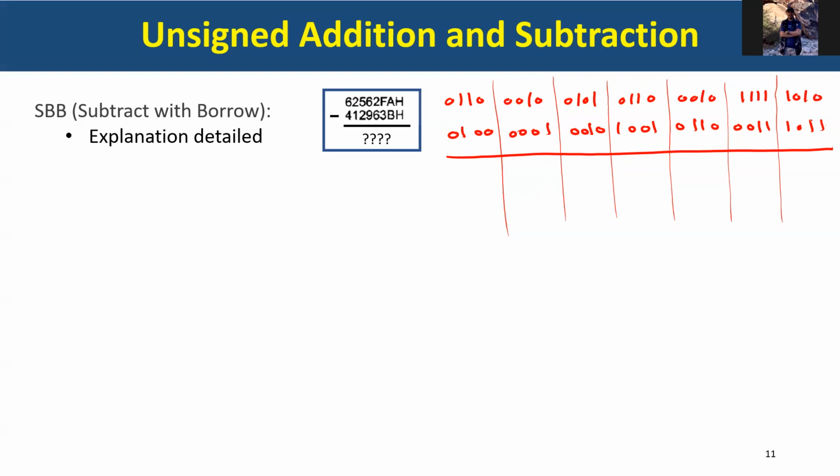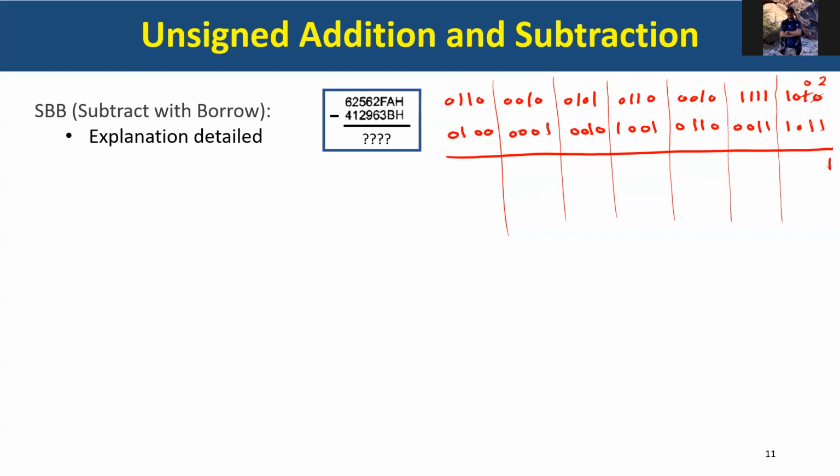So 0 minus 1 can't be done because 0 is less than 1. That's why we're gonna borrow from that bit. When you borrow something, this guy will be 2. You can write it as 01, or you can write it as 2. This is a paper and a pen, and this guy will be 0. So 2 minus 1 is 1.